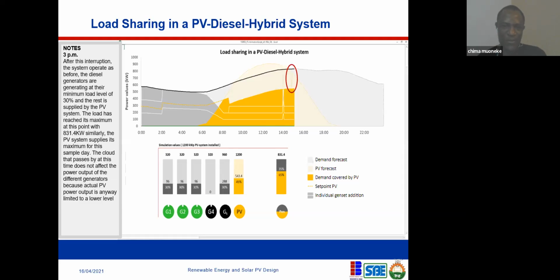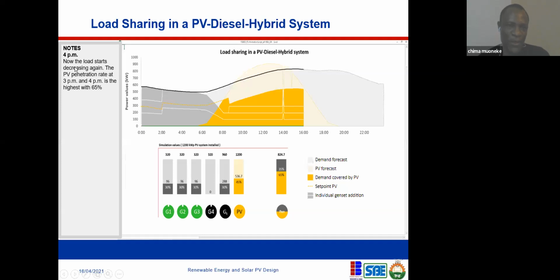So let's see what happens again. So at 3 p.m., after the interruption, the system operates as before. The solar system starts operating as normal again. And you can see now that the penetration has increased to 65%, while the generator is producing 35%, right? And they have now reverted back to their minimum load requirements.